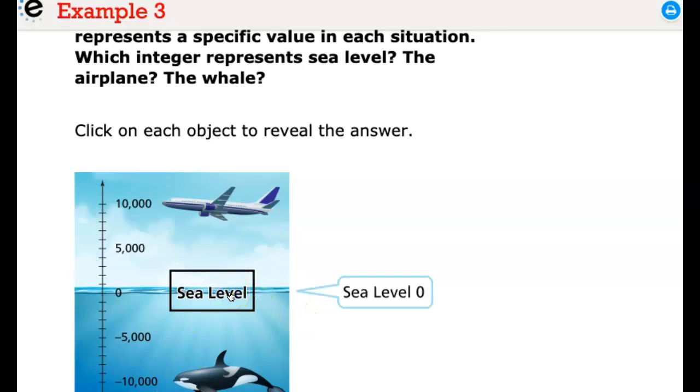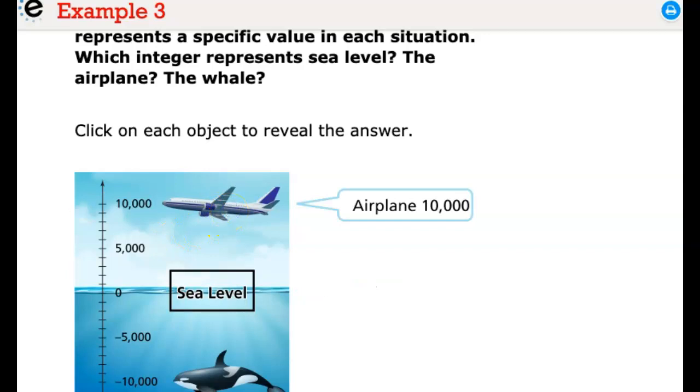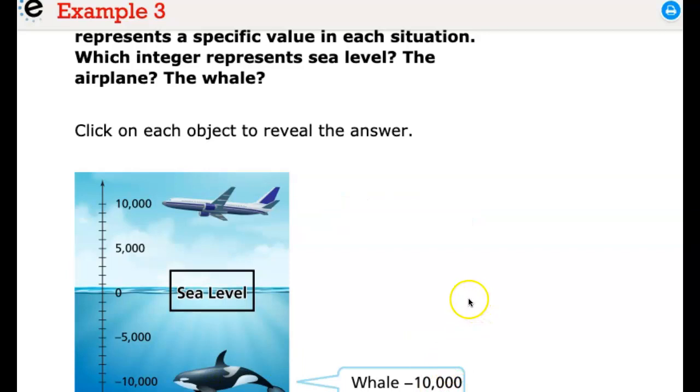0. All right, 0. Kevin, what integer represents the airplane? 10,000. That's 10,000. Lina, what represents the whale? Lina? Are you there? What represents the whale? Can you turn on your microphone? She said it in chat. I know, but we want to hear your voice once in a while. So Lina said -10,000. Why can't you turn on your mic? You could turn on your mic, we're not even showing our face. So the whale is at -10,000.